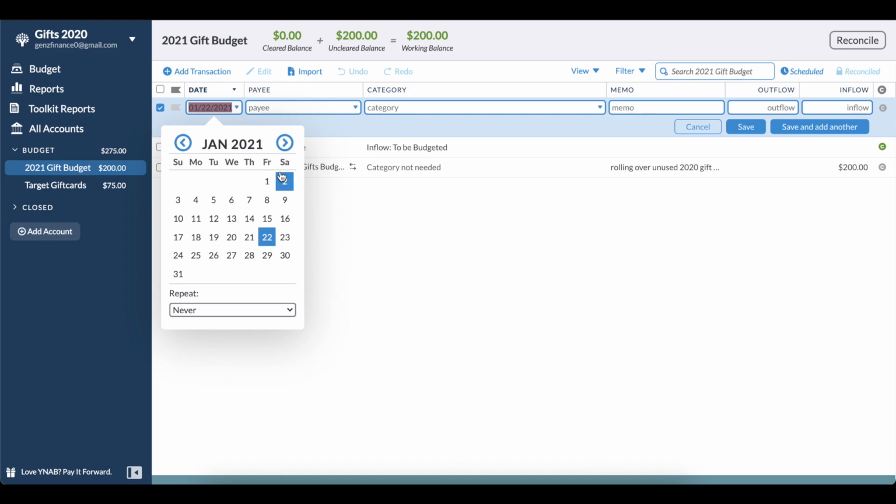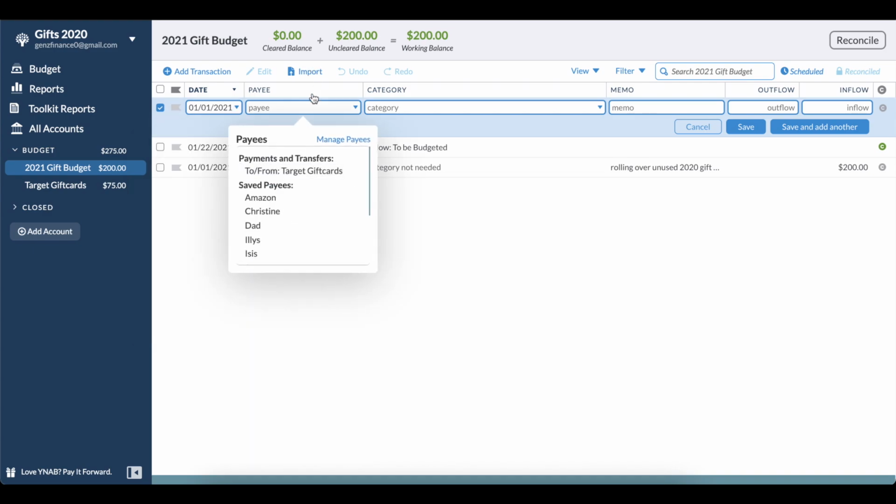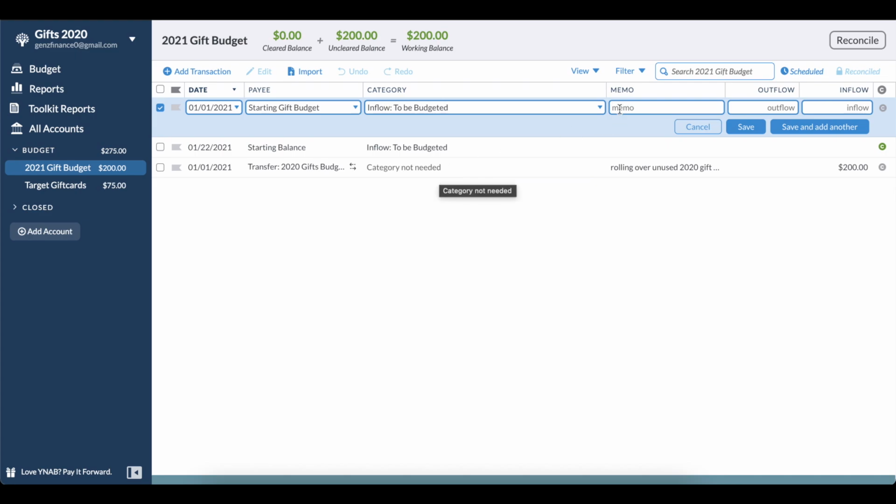The date doesn't really matter, but we'll just say this was the 1st of January. It's going to be an inflow to be budgeted. And my gift budget for the entirety of 2021 is $1,400, and that's going to include the $200 that we already have budgeted in there from 2020. So I'm going to inflow $1,200.